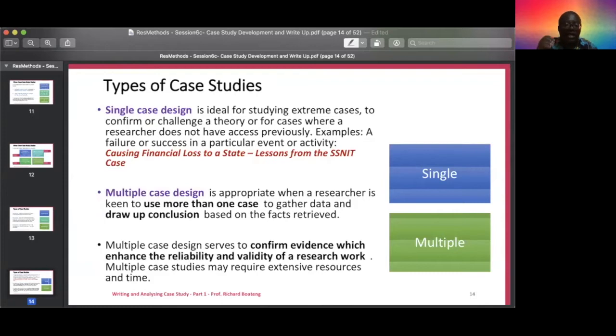So a case study can be single in terms of the design, where we look at one particular occurrence of a phenomenon. Or we can look at it in terms of multiple cases.